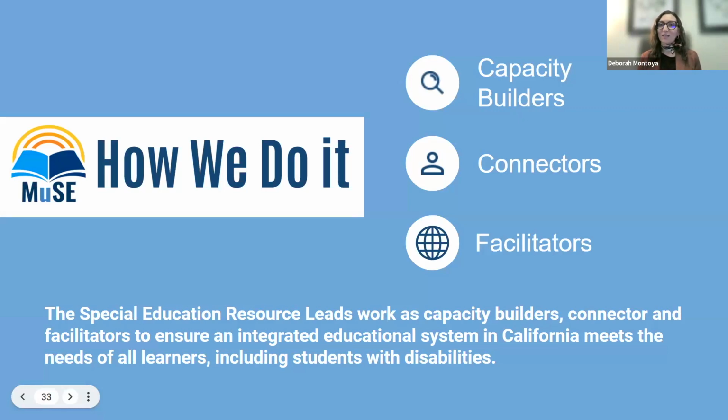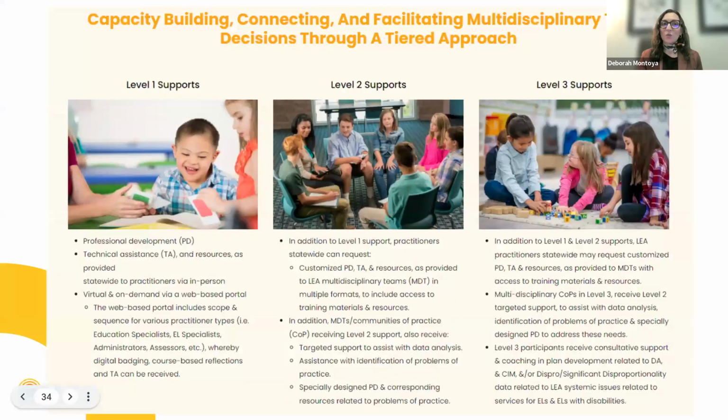If you feel that this is the work that needs to be done, you're ready as crucial partners in this important work. Perhaps you need, again, the lens and support of others. That is the work that we do. Providing level 1 supports, professional development, and technical assistance. Level 2 supports, providing customized professional development and TA.